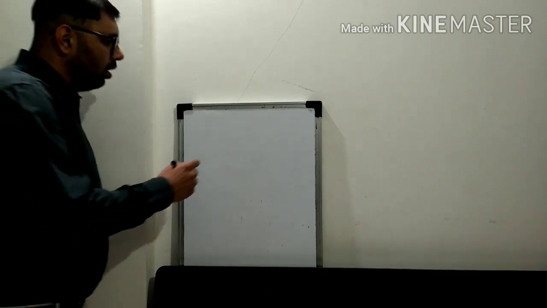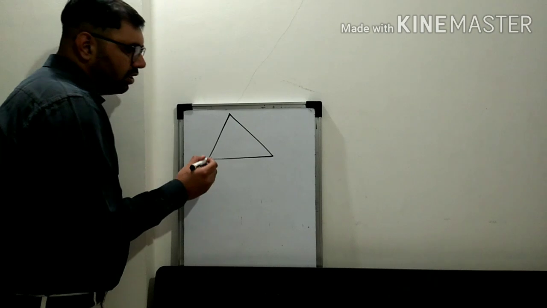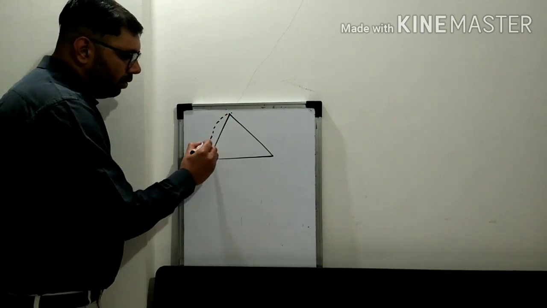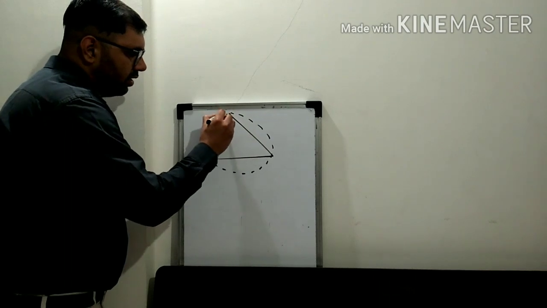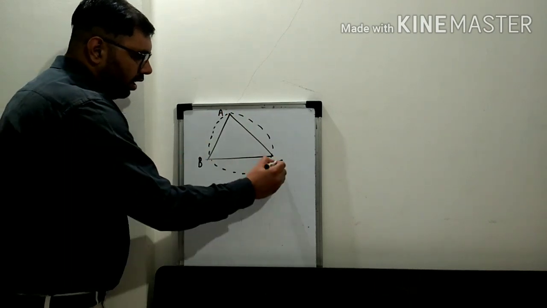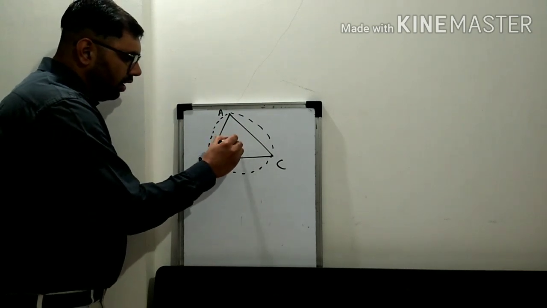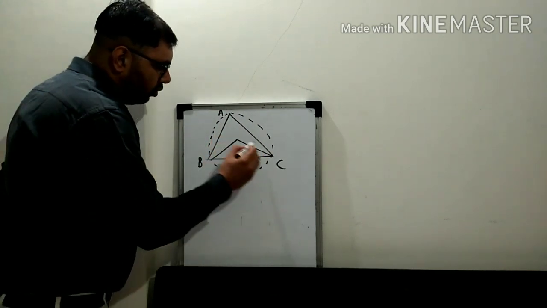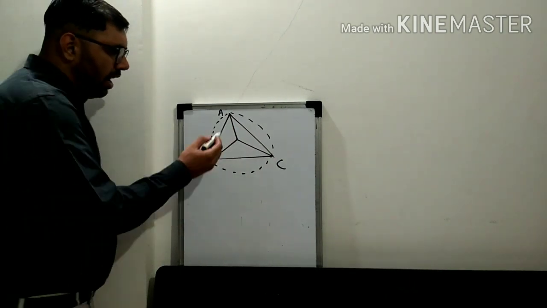Now if I want to calculate the distance of the circumcenter from the different sides of the triangle, suppose this triangle is triangle ABC. The circle I have already drawn. Now if I join the three vertices with the center of the circle, what will happen?